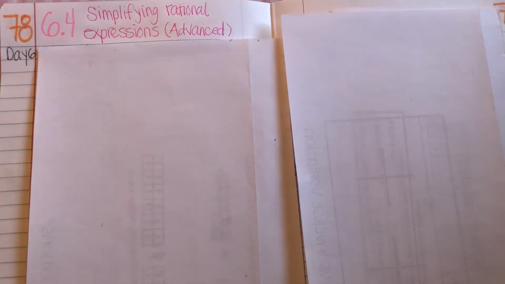We're going to go over lesson 6.4, Simplifying Rational Expressions Advanced. This is going to be a two-part lesson that you're going to get today and then again later in the week, Thursday or Friday. Along with this one is an article to look at in Khan Academy and another video to watch. So let's go ahead and get started.